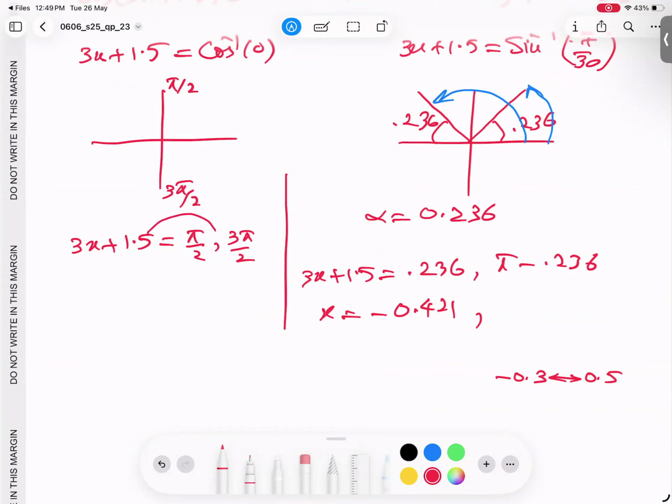So let's try this one. Subtract this from both and get the answer. So pi by 2 minus 1.5 and divide by 3. My first answer coming from here is 0.0236. And let's do the second one. So 3 pi over 2 minus 1.5 and divide by 3. The answer coming to me is 1.07, which is also crossing the limit. So this is not possible, okay?